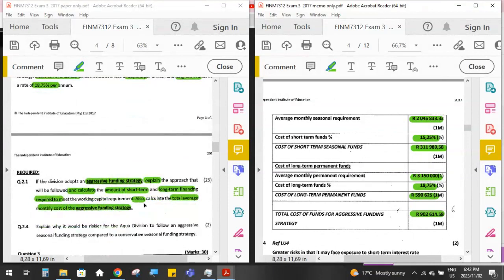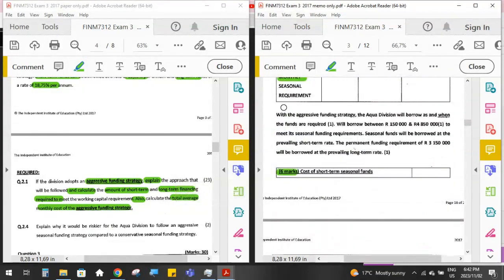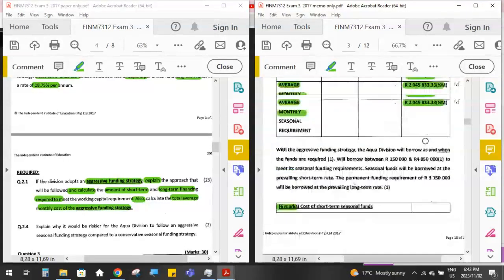So then we have covered also calculate the average monthly cost of the aggressive funding strategy. And then we must go back and check, did we answer everything that 23 marks wanted? Explain the approach. So that is this paragraph here. With the aggressive funding strategy, the Aqua division will borrow as and when the funds are required only. In other words, they won't borrow the total amount that they require for the whole year. The seasonal amounts, they will only borrow when they need them. So they'll borrow between 150,000 and 4.85 million to meet its seasonal funding requirements.